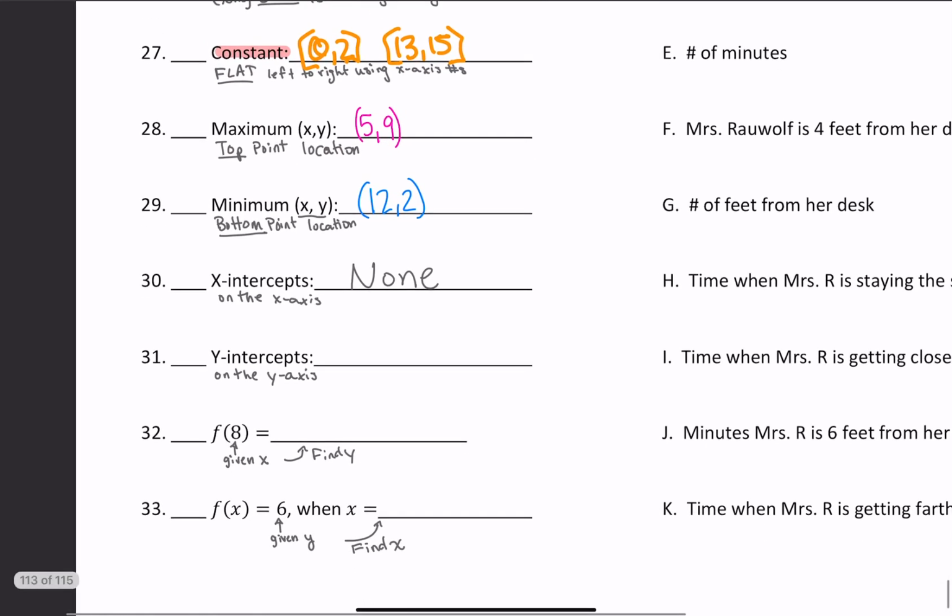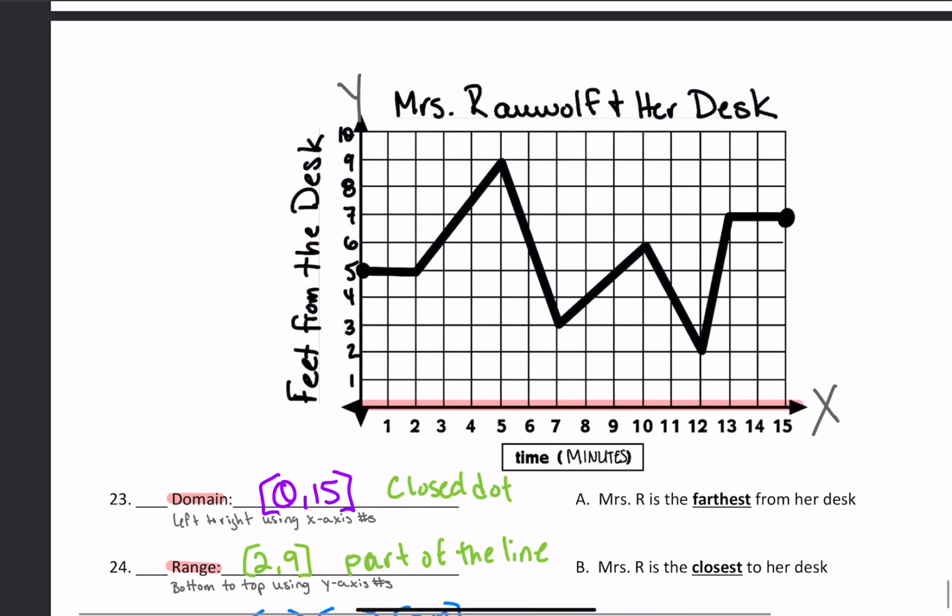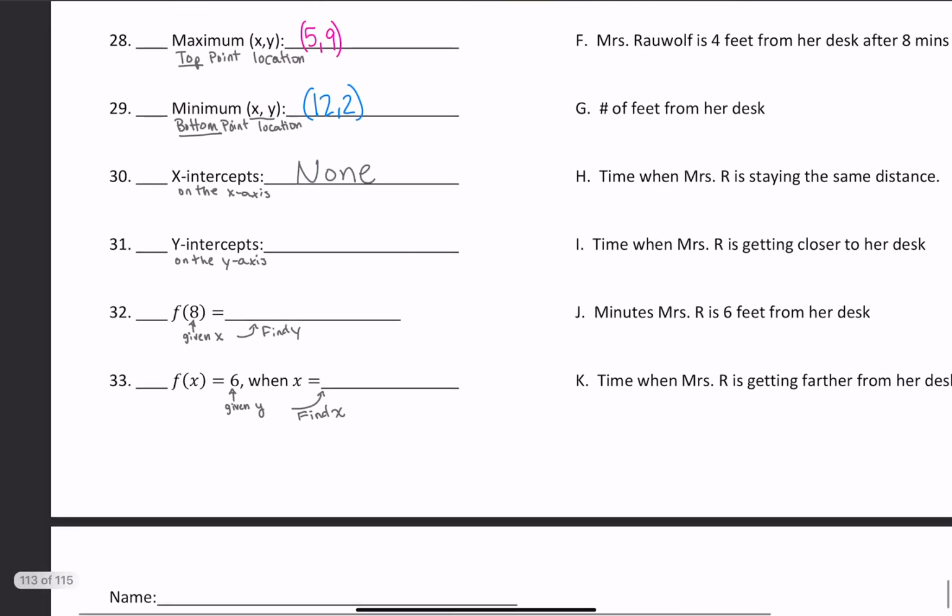Now, y-intercepts is when it happens on the y-axis, and the y-axis is this highlighted in blue. So where does our graph touch here highlighted in blue? Well, it touches right here at 5, right? That's where it starts. So my y-intercept is 5.